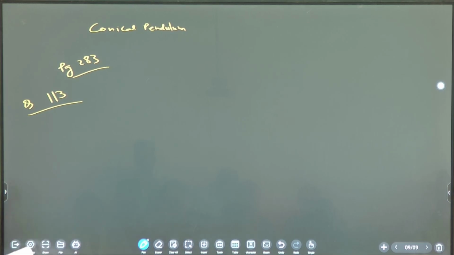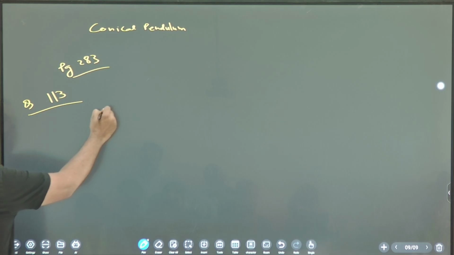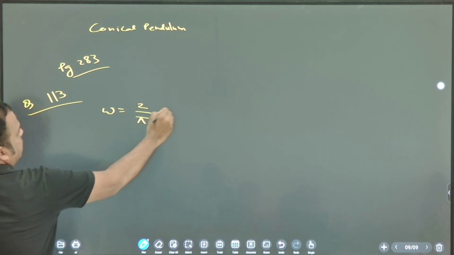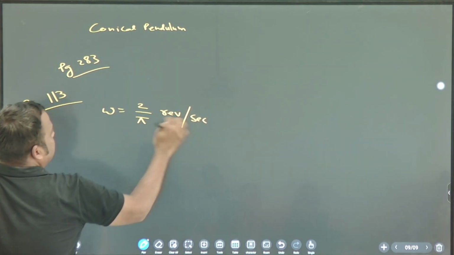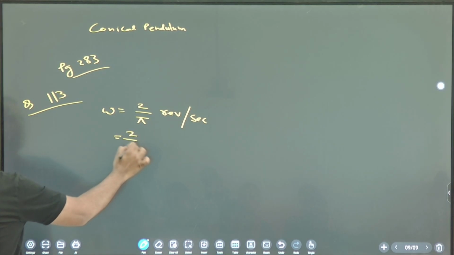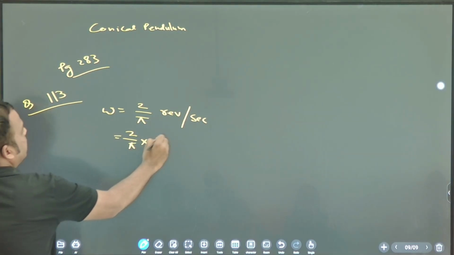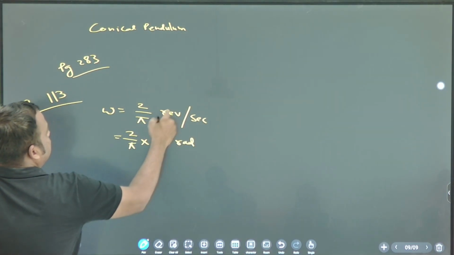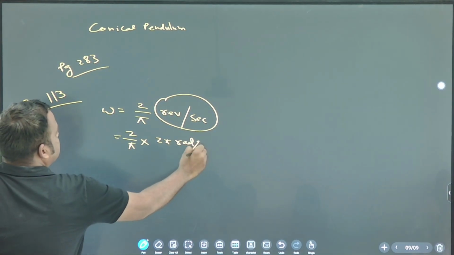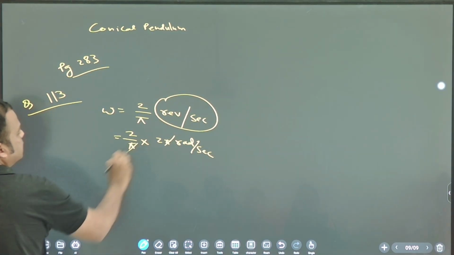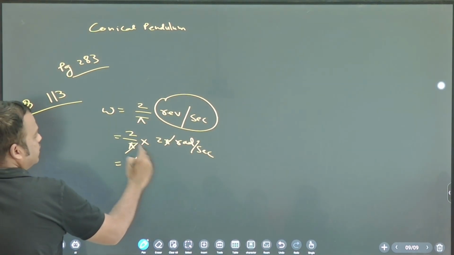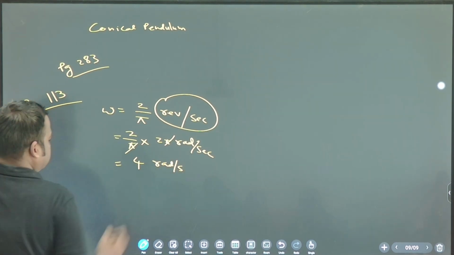What is the question? Read the question. A string of length L fixed at one end carries mass m. The string makes 2 by pi revolution per second. So omega is given. Convert this into radian per second. One revolution, what is the angle? 2 pi. So revolution per second means 2 pi radian per second. So pi cancels. So 4 radian per second, omega.